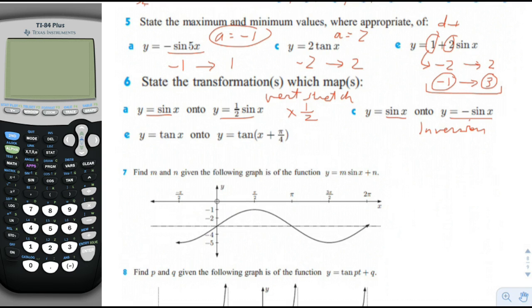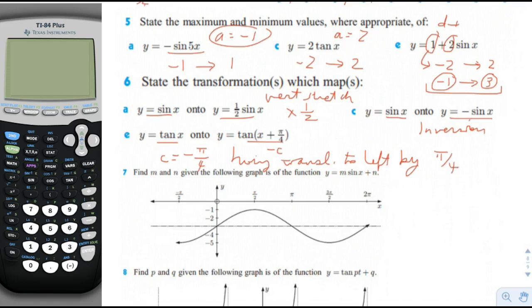Okay. E, y equals tangent of x onto y equals tangent of x plus pi over 4. So this is a C translation, and since it's a positive pi over 4 and a negative C, that means that C is actually equal to negative pi over 4. So this would be a horizontal translation to the left by pi over 4.